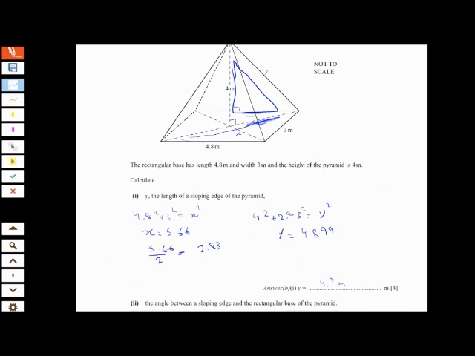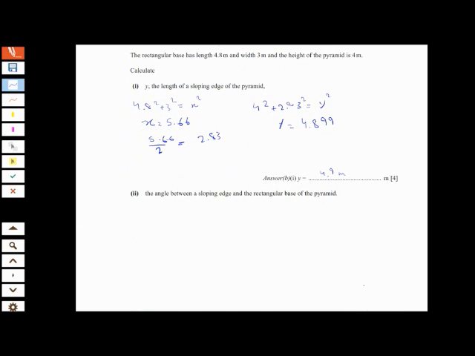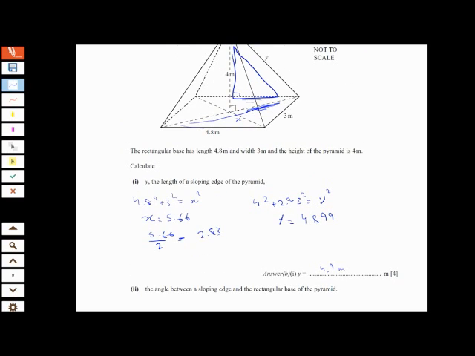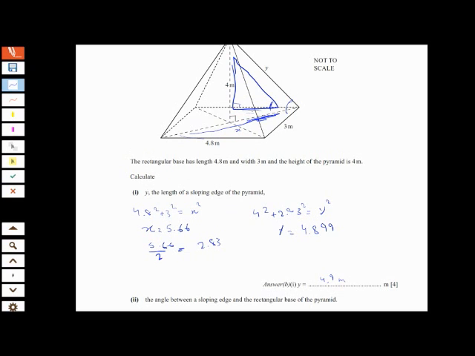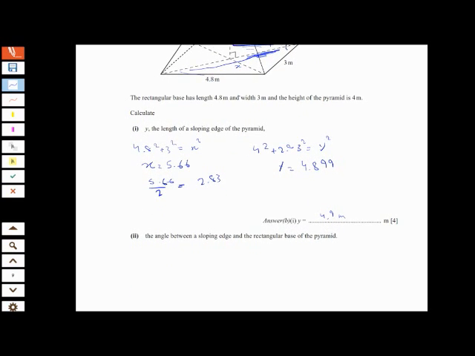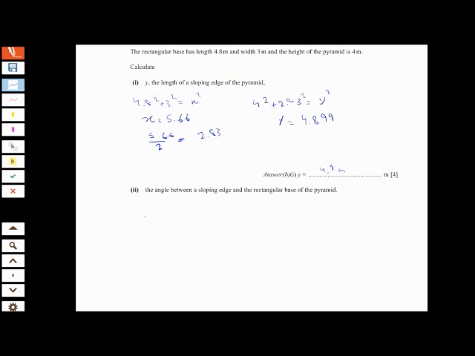The angle between the sloping edge and the rectangular base of the pyramid. Now they want to find this angle right here. Easy, because we already found all the sides of the triangle. So let's draw the triangle just to make it clear. The height is 4, and the hypotenuse we already found, it's 4.9. And now we want to find the angle x.